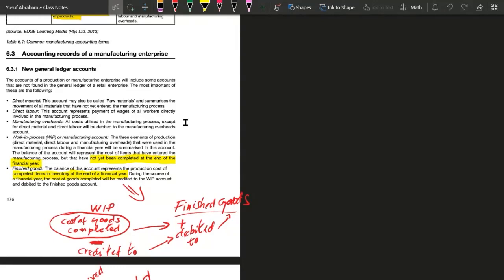In terms of costs, we are interested in these three elements of production: direct material, direct labor, and manufacturing overhead. We're going to use them in the manufacturing process in order to produce product. What comes out is the output, or the finished goods, and we're going to have a ledger for exactly that, the finished goods.